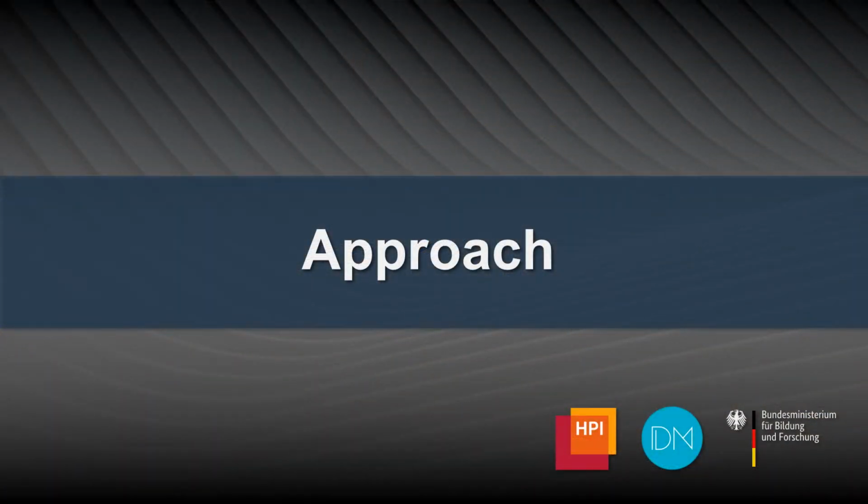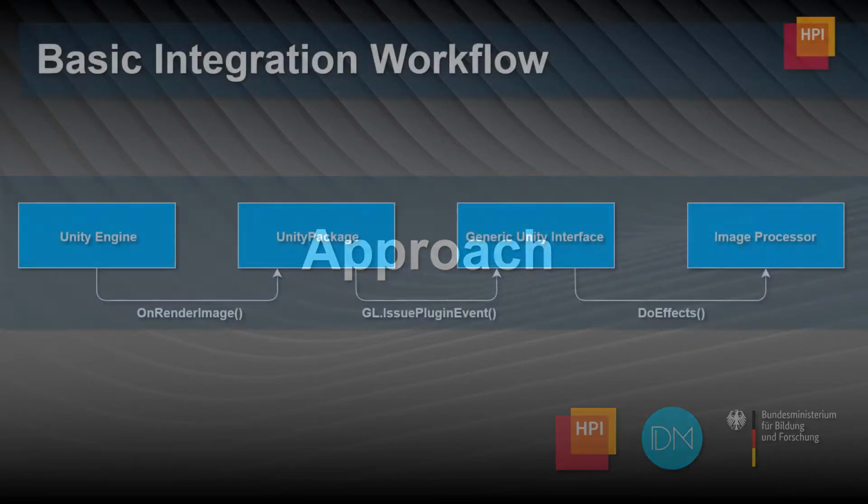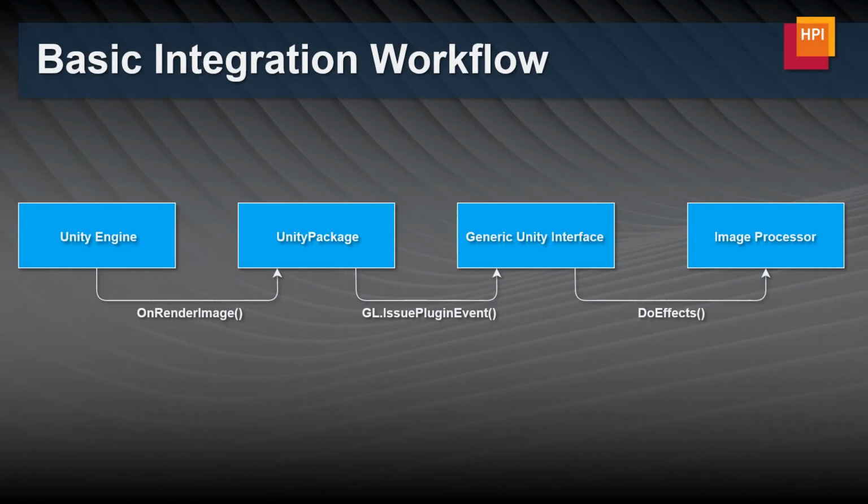Now, let me give you a brief overview of how this can be integrated. This shows our basic integration approach. The Unity engine calls the Unity package wrapper functionality using the engine hook OnRenderImage. This wrapper forwards the call to the actual plugin implementation via IssuePluginEvent. For usability, the plugin functionality is encapsulated in a generic interface that is implemented by the actual image processor.